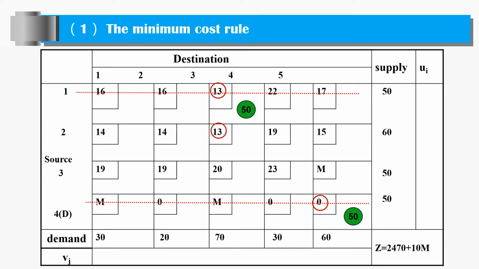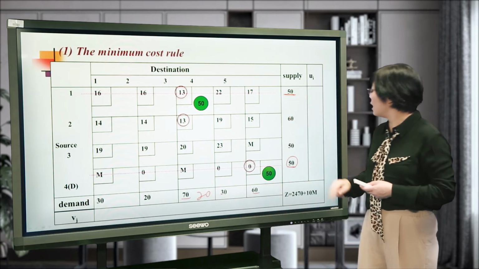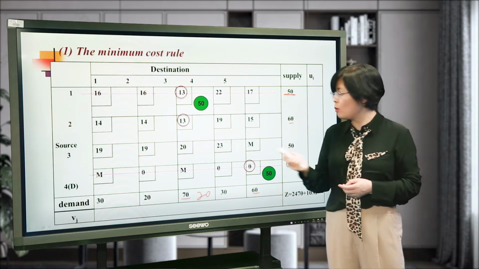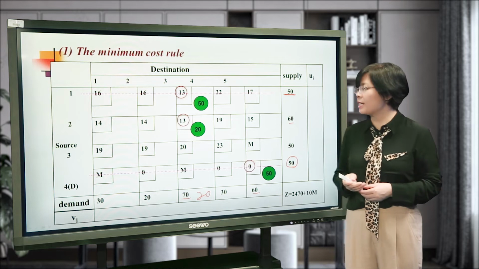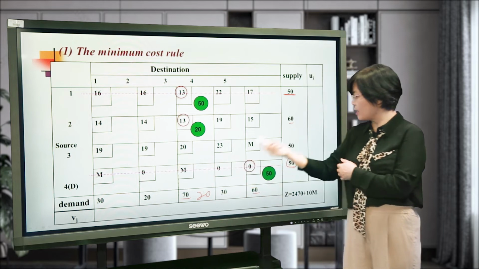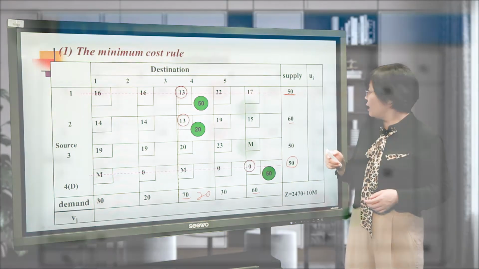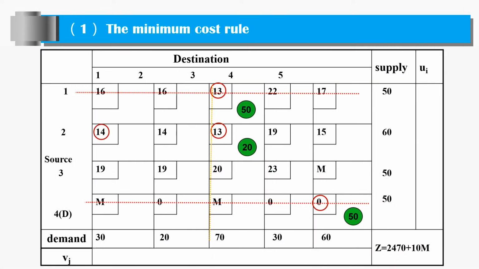Similarly, we can find the minimal cost is 13, and here 20 is left. It needs 60, so we allocate 20 to this place. Now there are no demands left. The demands are all satisfied, so we can eliminate this column. Then we do this one like this. Similarly, we can get just like this.